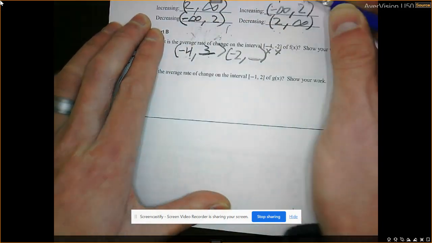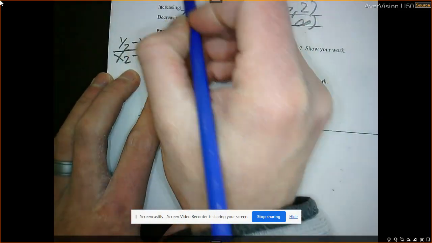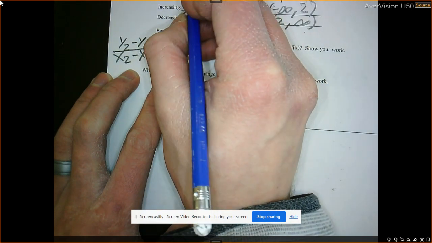But in this case, we're given the graph and we can see it on there. Now, when x is negative 2, here's x at negative 2.